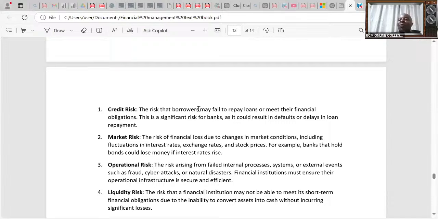The risk that borrowers may fail to repay loans. You have given out your money to so many people outside there, and then they fail to pay. Ladies and gentlemen, remember, over 80% of individuals outside here go to a bank to borrow loans without any intention of paying back. It's called credit risk. That one has wiped off so many banks out of business. Look at Chase Bank. Credit risk, that you give people money and then you start calling people all over.